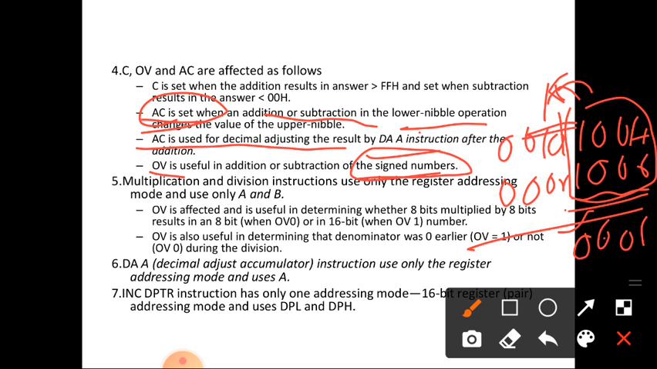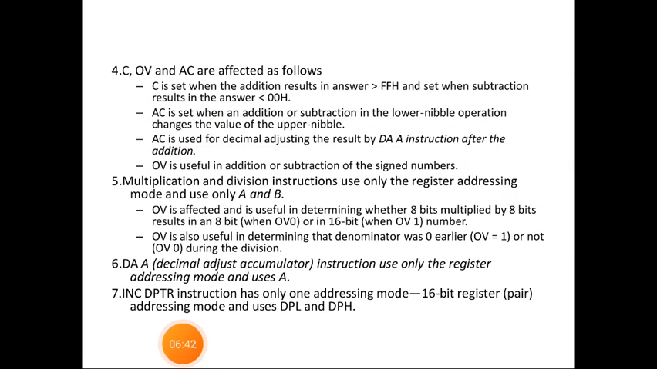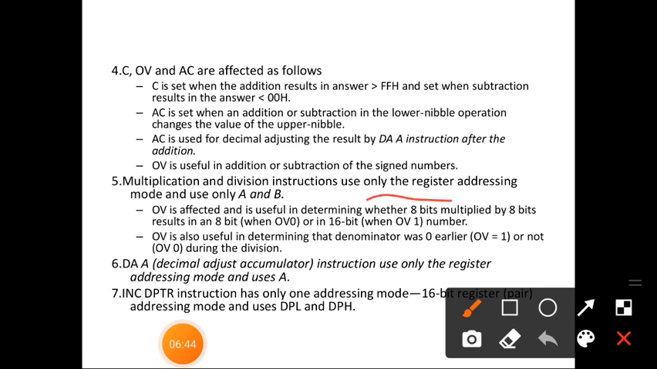Then next one is the multiplication and division instruction. Here we are using only register addressing mode. So for multiplication and division, we are only using register addressing modes and only A and B. So what are the registers used for multiplication and division? A and B registers. The overflow flag is affected and is useful in determining whether an 8-bit multiplied by an 8-bit results in an 8-bit or 16-bit number.